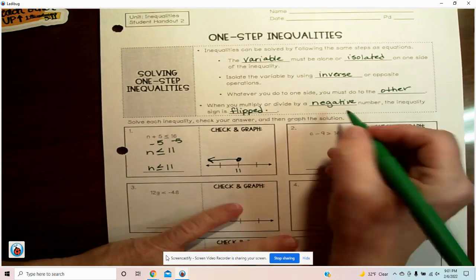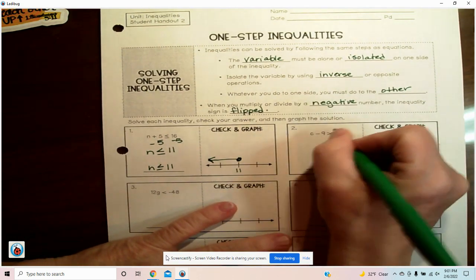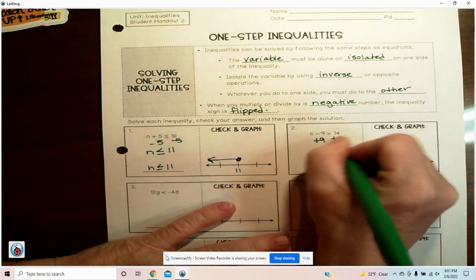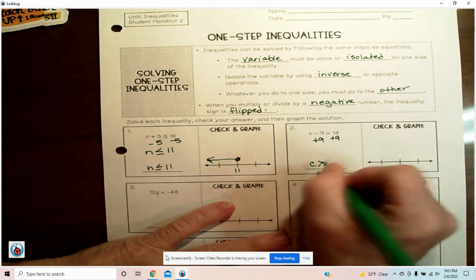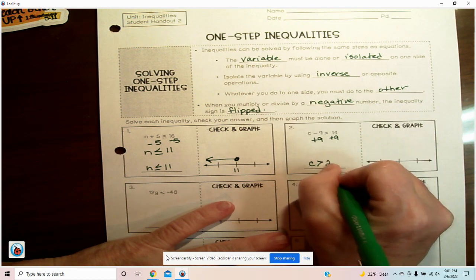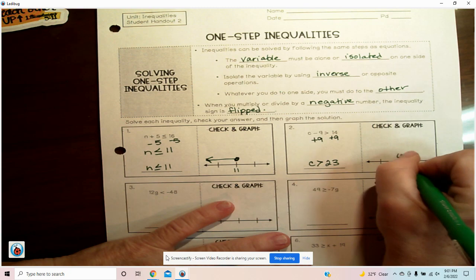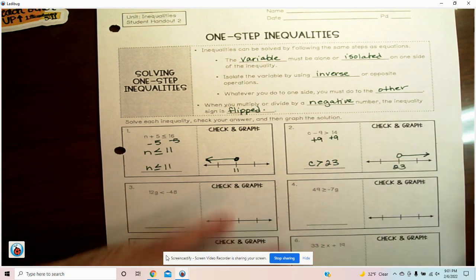Number 2, c minus 9 is greater than 14. So we're subtracting, so we're going to do the opposite. We're going to add. And that makes c is greater than 23. I'll put 23 here, an open circle shaded to the right.